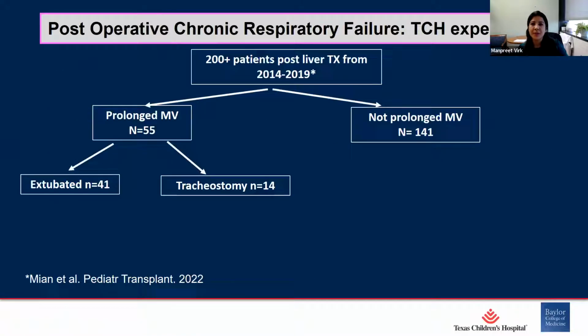Now, this is our own experience here at Texas Children's, where we looked at 200 patients who received liver transplant from 2014 to 2019, and we looked at the incidence of prolonged mechanical ventilation, which was defined as being mechanically ventilated for more than 7 days. A quarter of them actually were prolonged mechanically ventilated, and 75% were actually extubated within 7 days. Out of the group that required prolonged mechanical ventilation, 14 required a tracheostomy, and out of this group, actually 80% were ultimately decannulated.